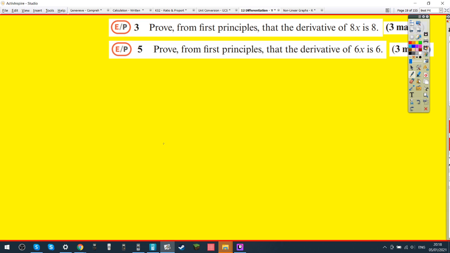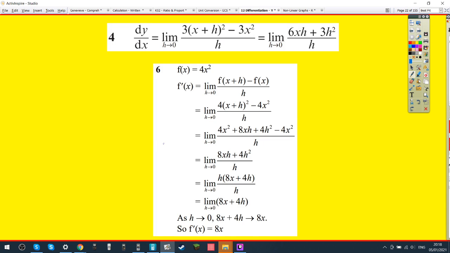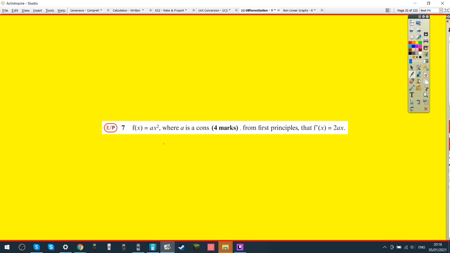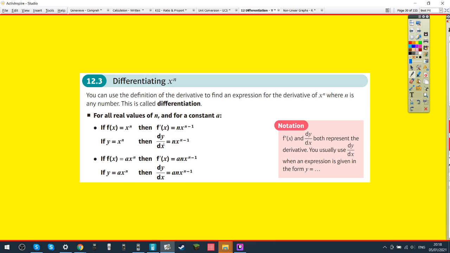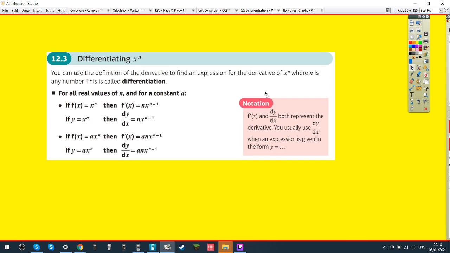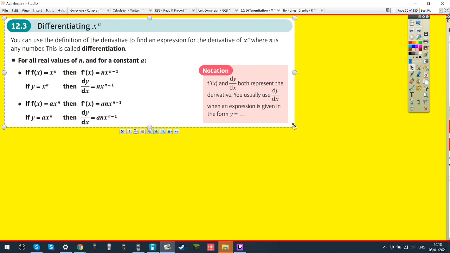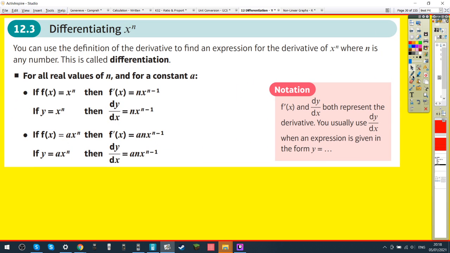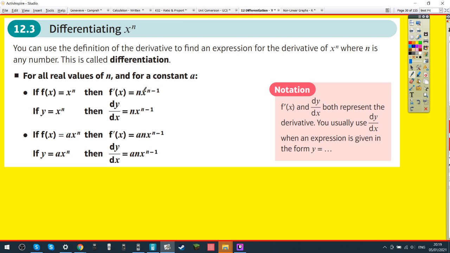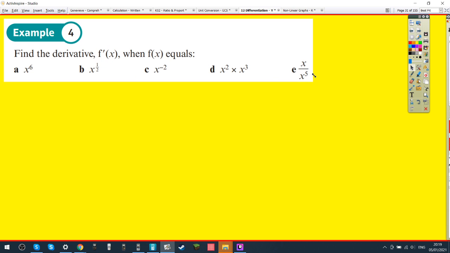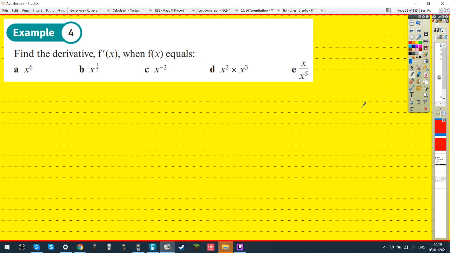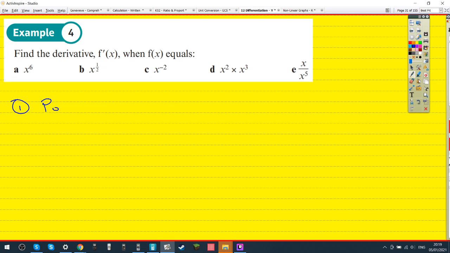Prove these from first principles. I don't want to spend a lot of time on first principles. It takes a long time and isn't worth very many marks. In general, if you look at a pattern and you can prove it, you will notice that there are 2 steps. Step 1 is power times coefficient. Step 2 is subtract 1 from the power. So I'll write that down here and we'll use it to figure these out. Step 1 is power times coefficient.